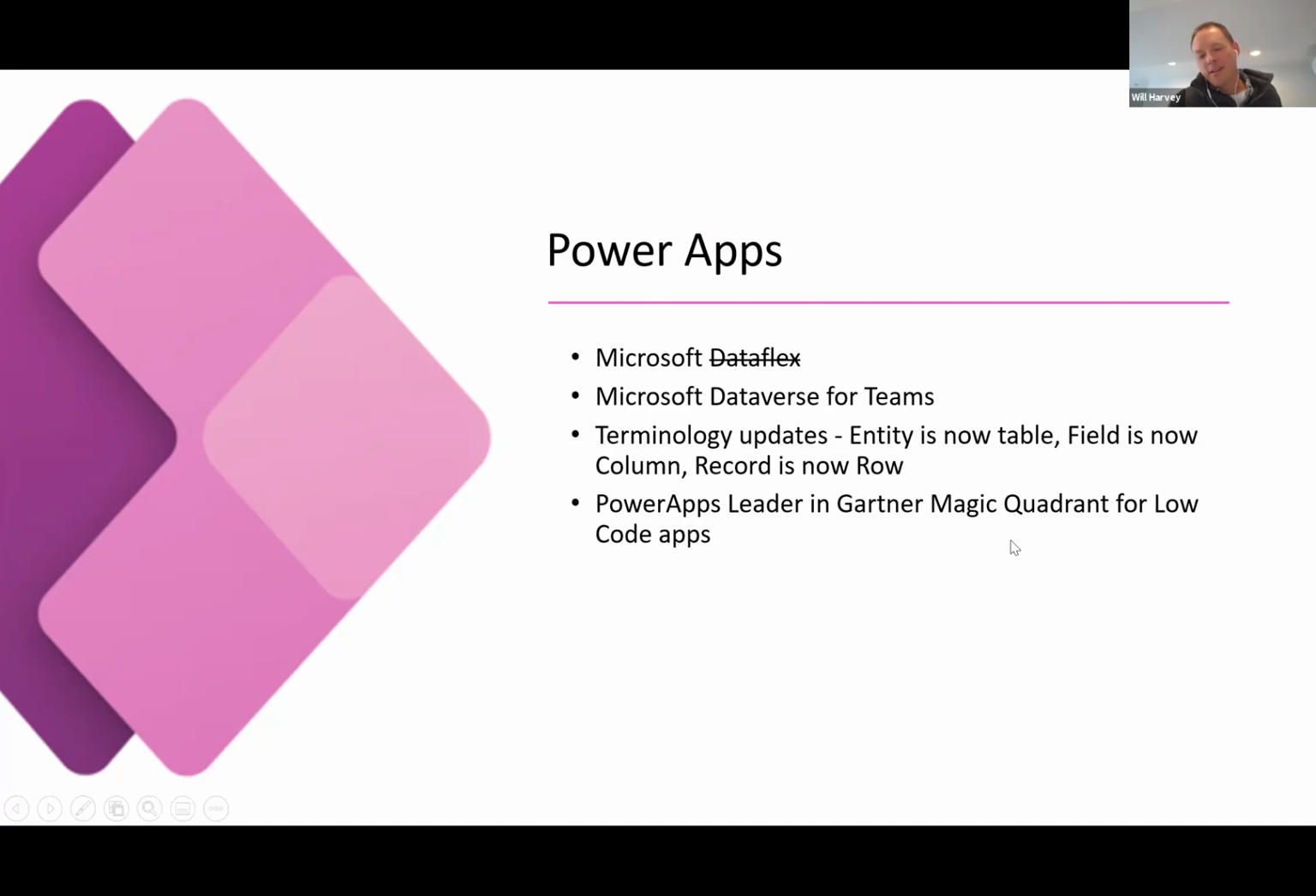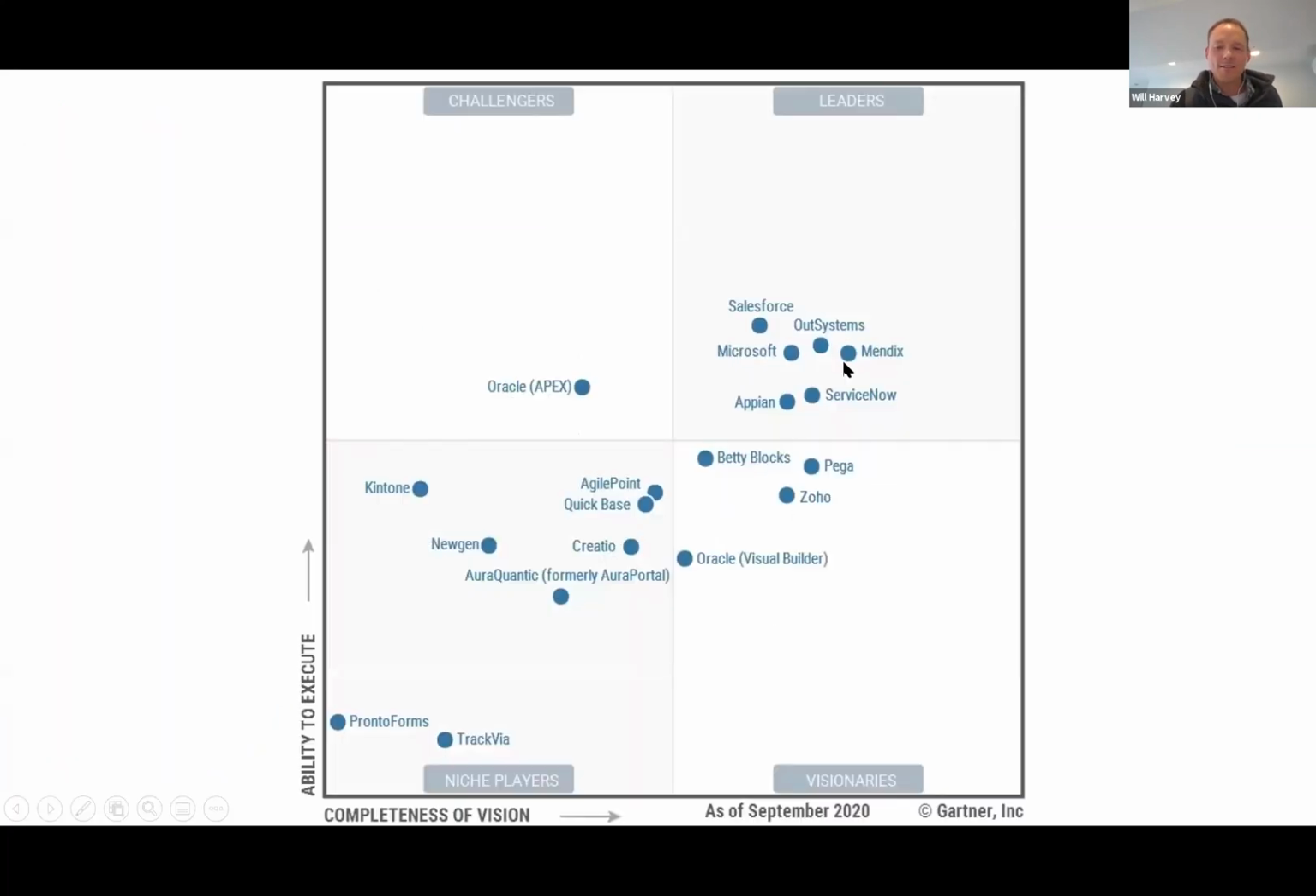And then one more thing is that the Gartner Magic Quadrant for low-code apps came out, and Microsoft is here. They're a leader, but there are still some more visionaries and some companies that are executing better according to this, but they're still up there. The Power Apps product, at least, is a leader in that space.